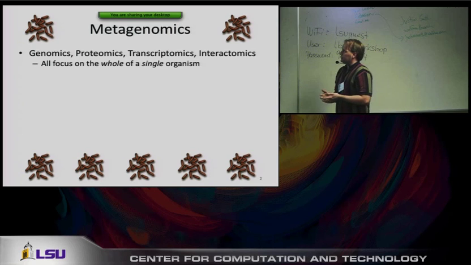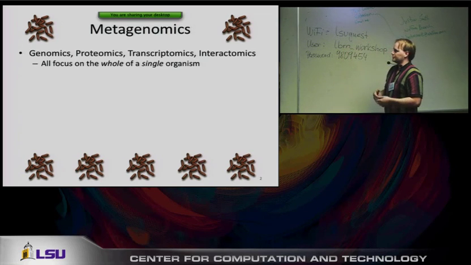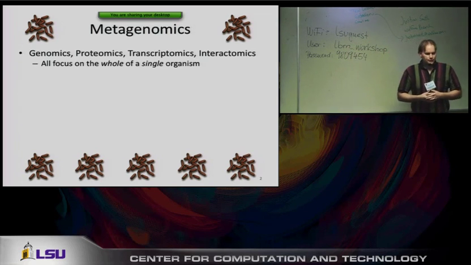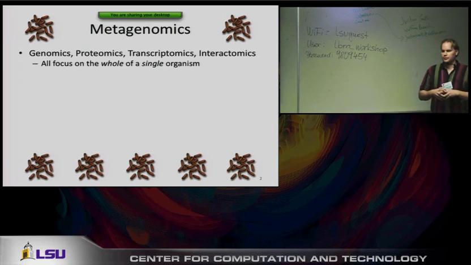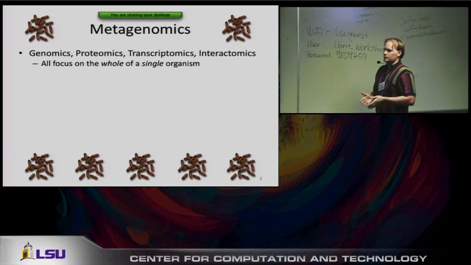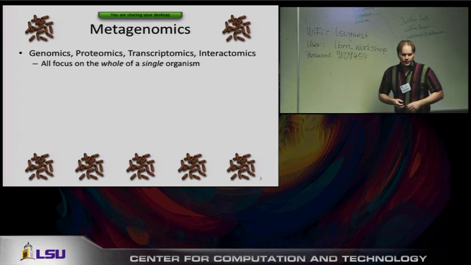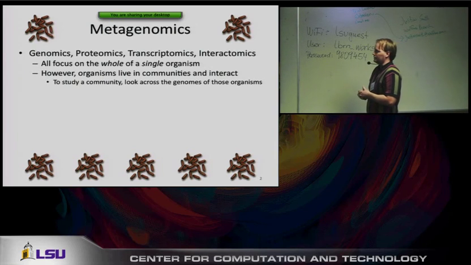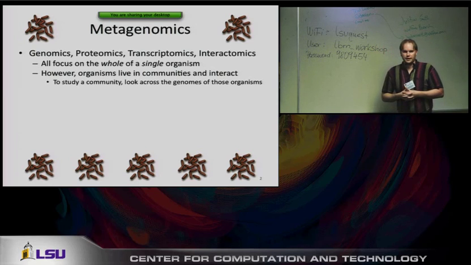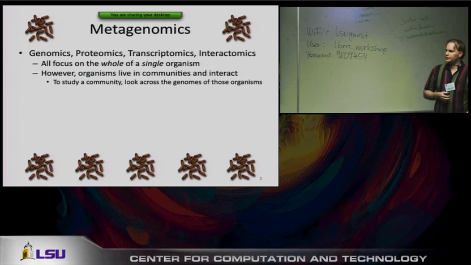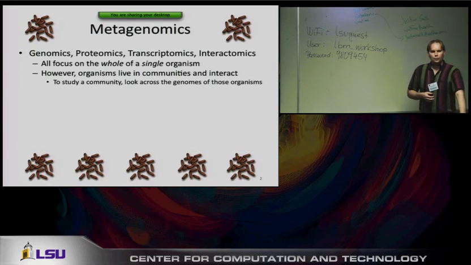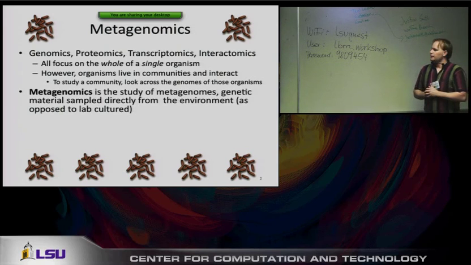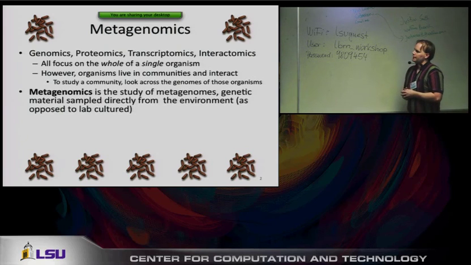So there's genomics, proteomics, transcriptomics, and interactomics, and all of these things tend to focus on the whole picture of a single organism, like the human. But actually, organisms like the human live in communities and they interact with other things in that community like bacteria. And in order to study such a community, what we want to do is look across the genomes of all the organisms in that community.